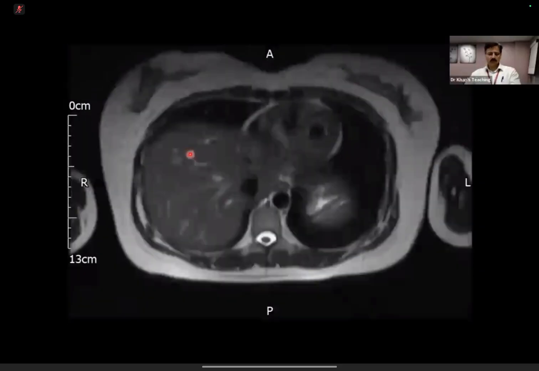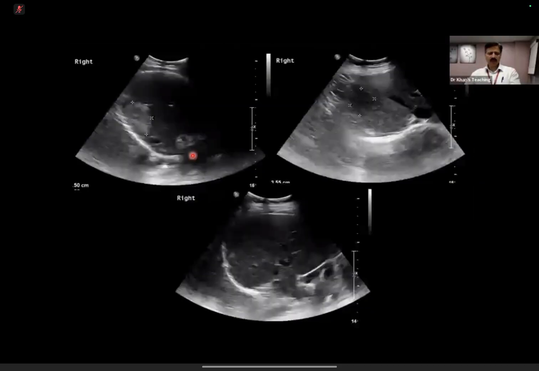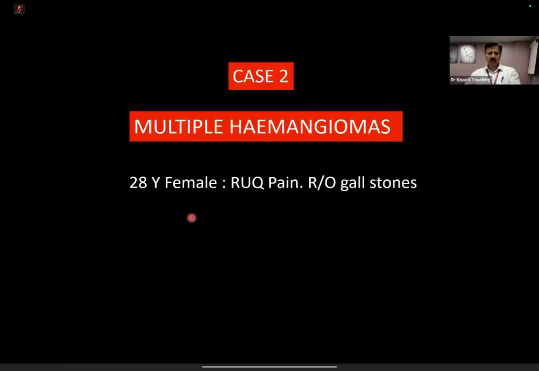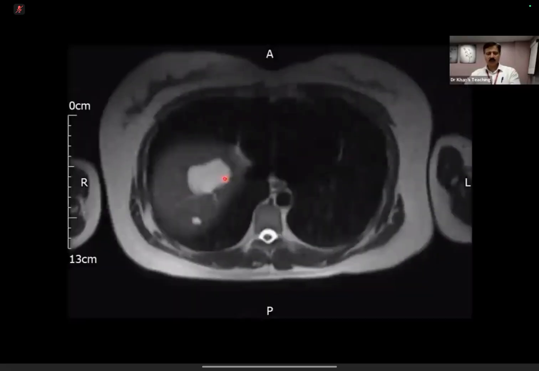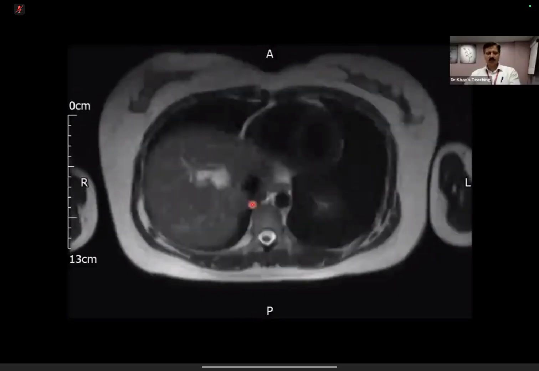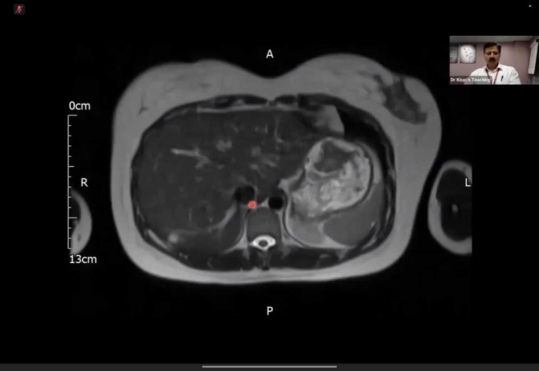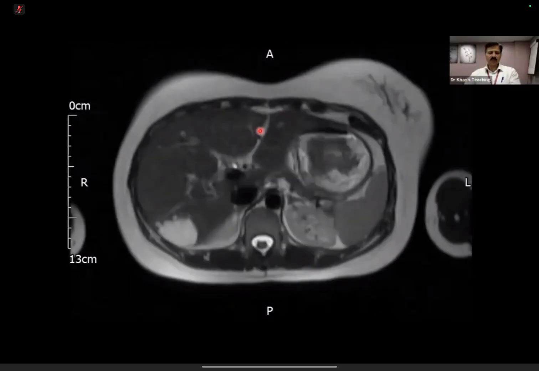Right, this is a case of multiple hemangiomas, with right upper quadrant pain, gallbladder. On ultrasound it was bright, which means it looks like a hemangioma, but this is slightly atypical on ultrasound appearance. It is not bright. On a T2-weighted sequence, look here, this is bright. Another one is here, another one is there.